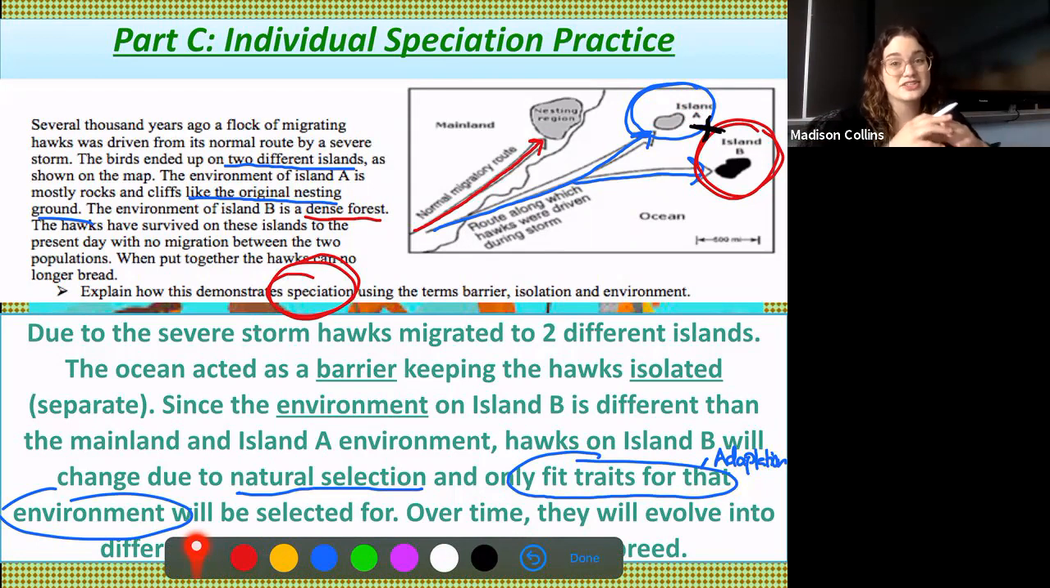So that is how speciation occurs, where one species gets separated and they become two entirely different species due to those different environments.